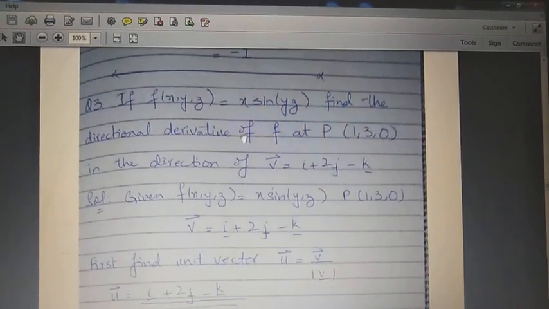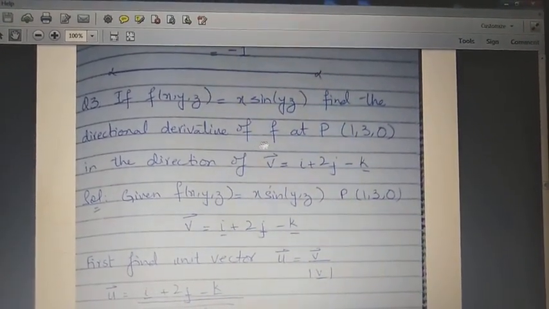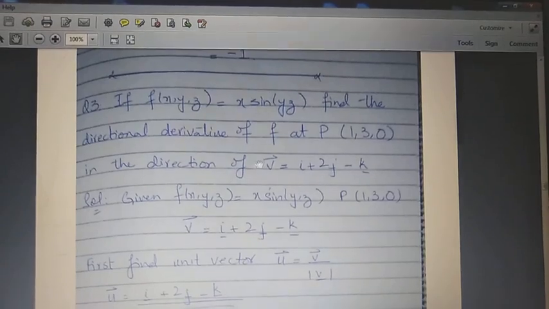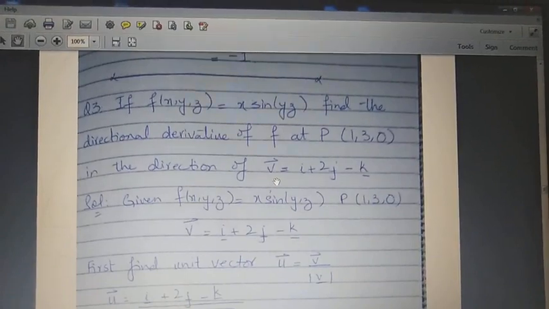Question number 3, a function depending on three variables x, y, z. You have to find its directional derivative. The point is given as (1, 3, 0) in the direction of vector v. So here the vector is v, which means you are supposed to find the unit vector u.